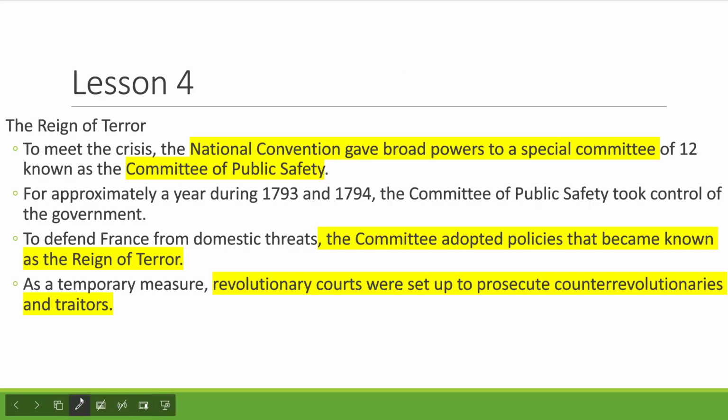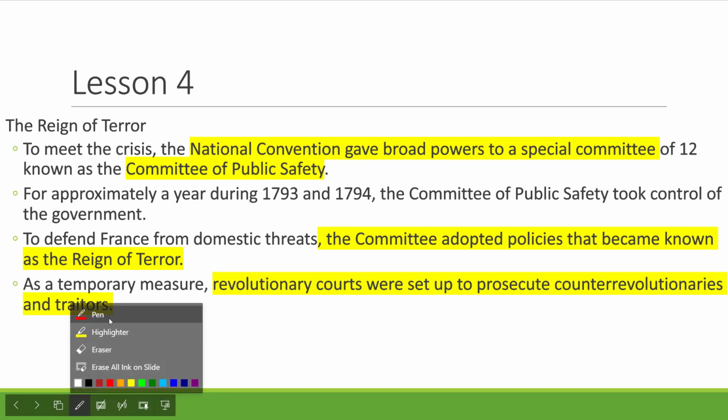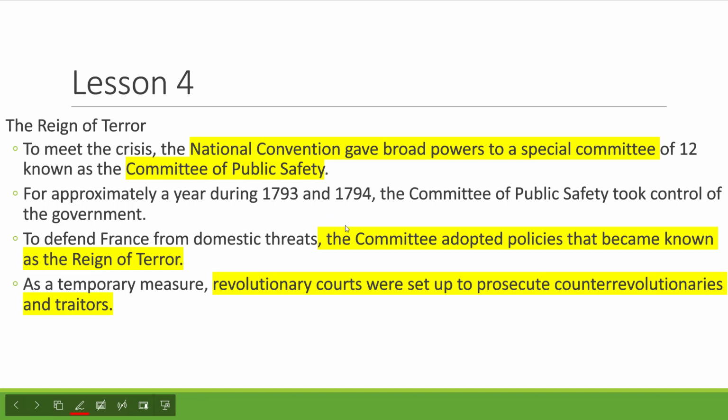Okay, so my ink is missing here, but I'm going to use my pen, and hopefully you get the idea. But this portion here, this is your number 3, right? There we go. So that's the answer for number 3. The committee adopted policies, and these policies became known as the Reign of Terror.